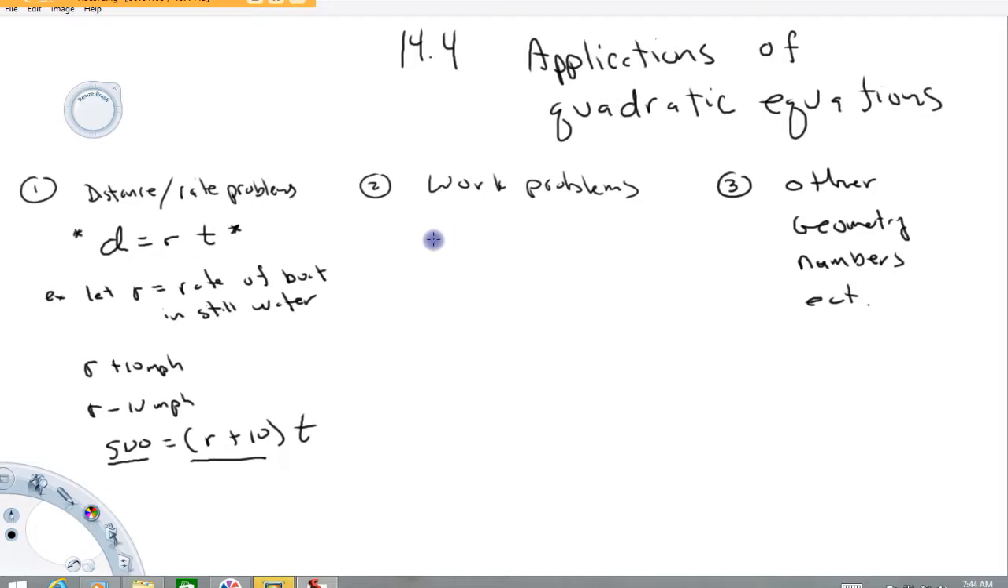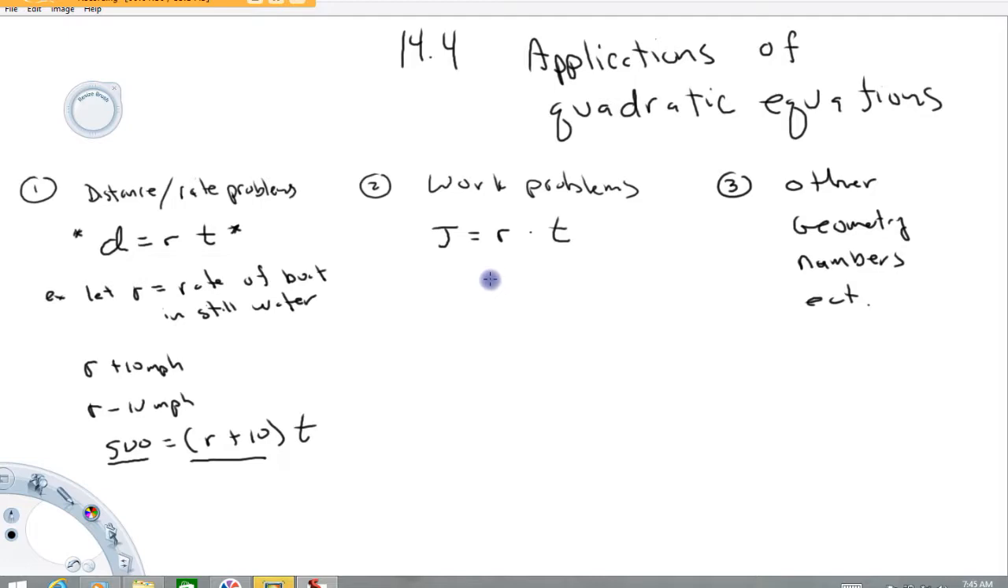Now for work problems. Anything that you identify as a work problem, like Joe paints a house in 6 hours, or a printer can spit out 100 copies in 5 minutes, or a pump can drain a pool in 2 days, you're going to use the following equation: jobs completed is equal to rate times time. Here's an example of what I mean.